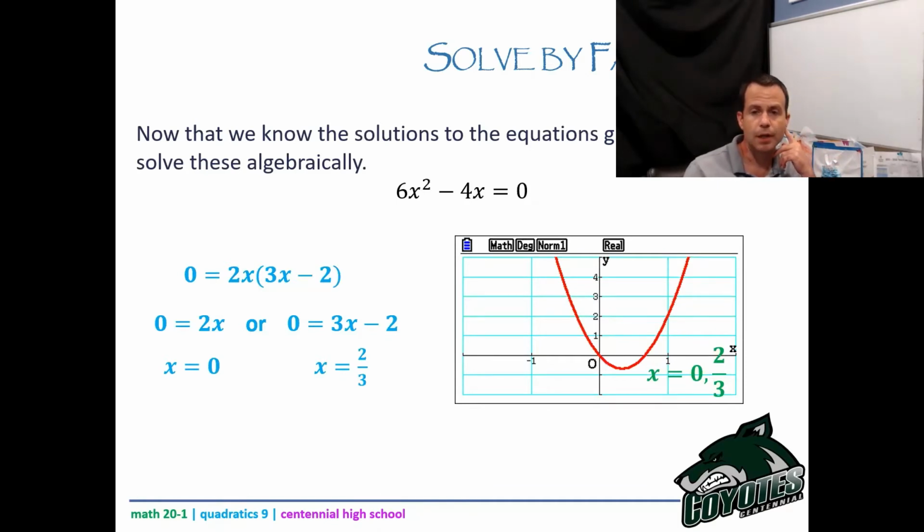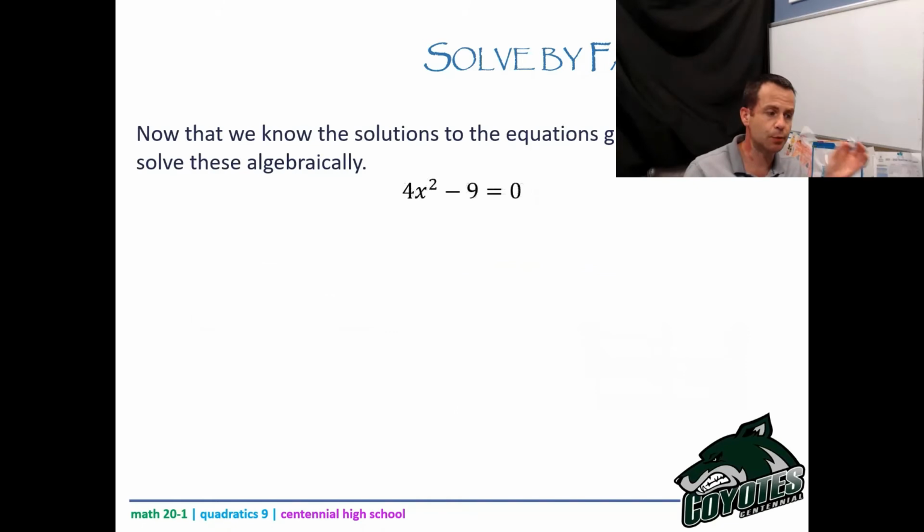Okay? And then the last one was 4x squared minus 9. If I want to factor that, I want you to notice that that's a difference of squares. So that would factor into 2x plus 3 times 2x minus 3. So I have 0 equals 2x plus 3 and 2x minus 3. Those are two binomials being multiplied together to equal zero. One of those binomials has to equal zero. So I split myself up. I'm using the zero product principle. I split myself up into two smaller statements.